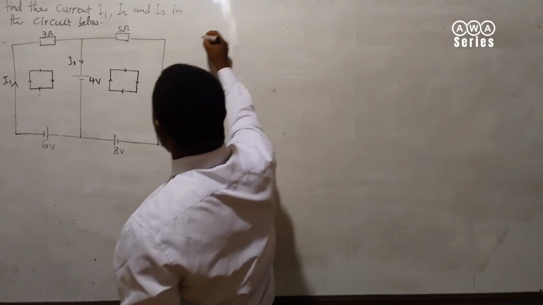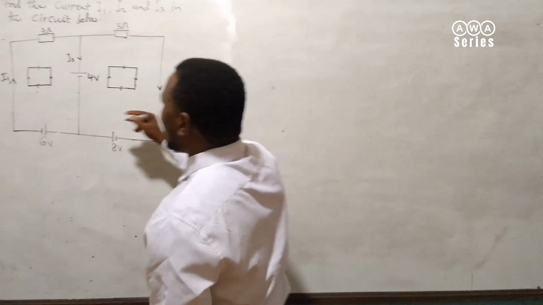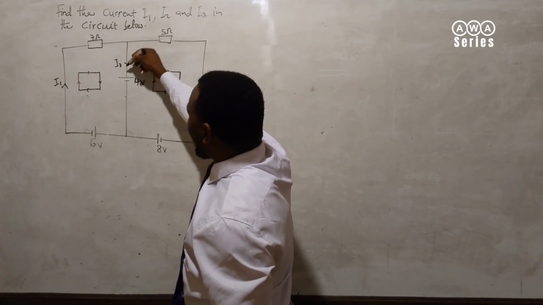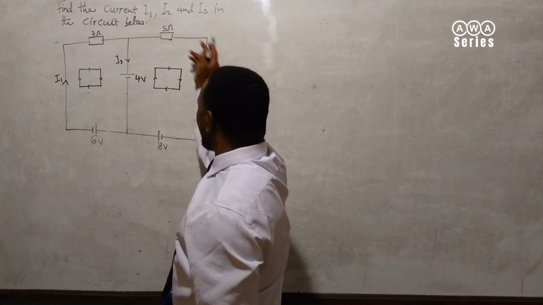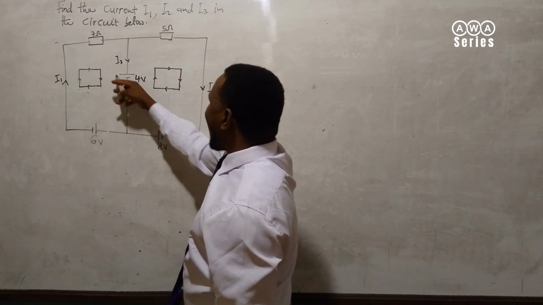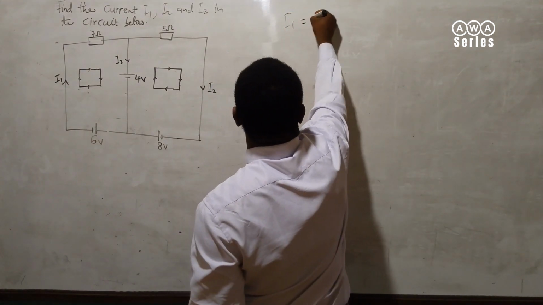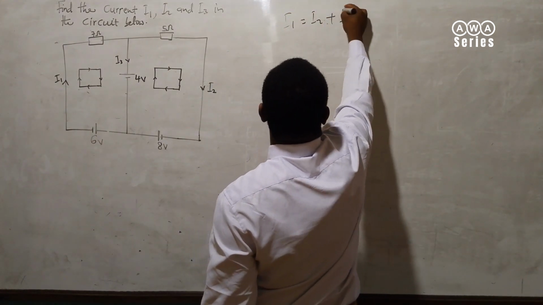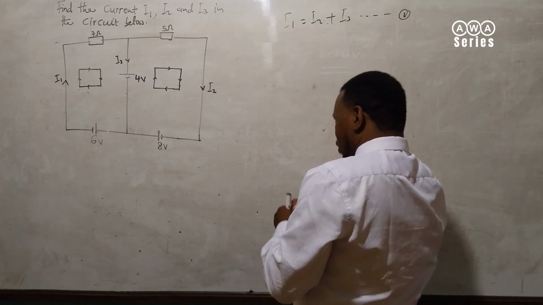Now, from Kirchhoff's first law, the sum of currents entering a junction is the same as the sum of currents leaving a junction. I1 is entering, I3 and I2 are leaving. As you can see, if you decide to take this one back and this one back and push this one forward, I1 is entering, I3 and I2 are leaving. So I1 is equal to I2 plus I3. This one you put as equation 1.